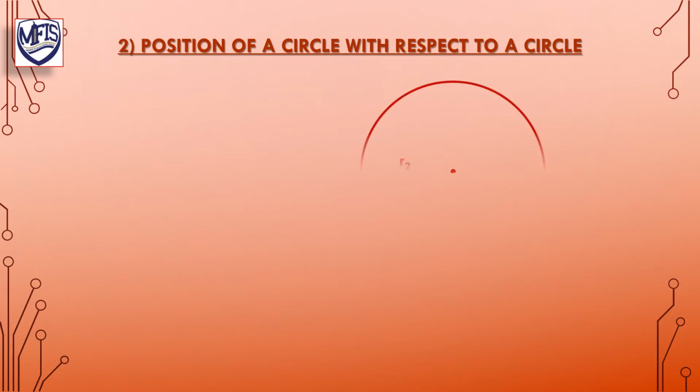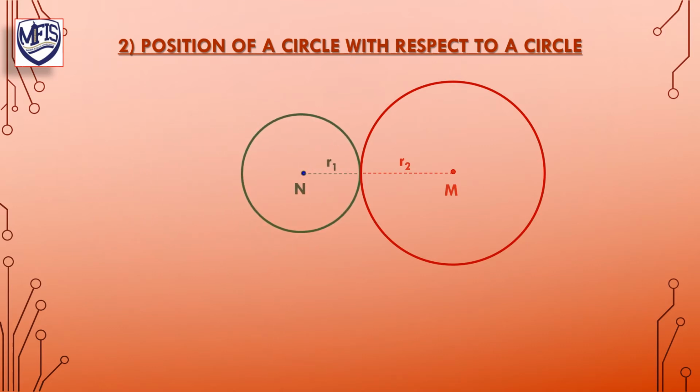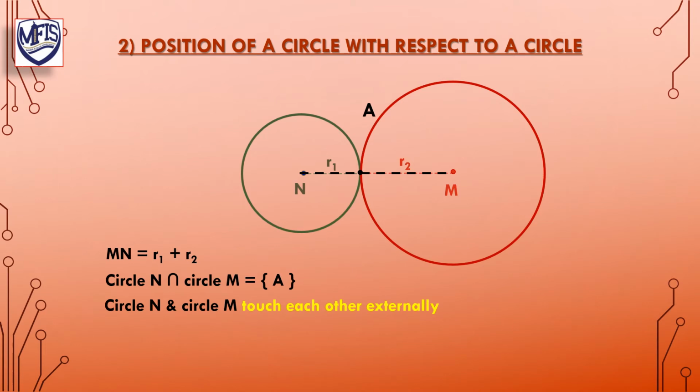The second position. The 2 circles M and N. Now, as we can see here, MN equals the sum of the 2 radii. Then, if MN equals R1 plus R2, that means circle N intersects circle M at one point A. Therefore, circle N and circle M are touching each other externally. And straight line L which passes through point A is called common tangent.